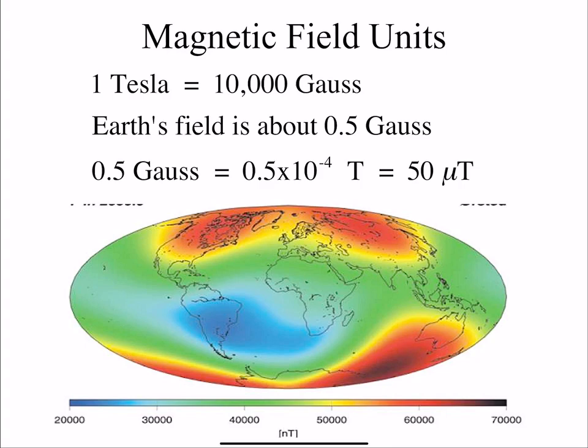So this is a map here of the Earth's magnetic field. I forget when this was from, but it's probably different now, as the field keeps changing, and at some points, about every 50,000 years, it flips over. Okay. So half a Gauss is then 50 microtesla, all right? So very small.